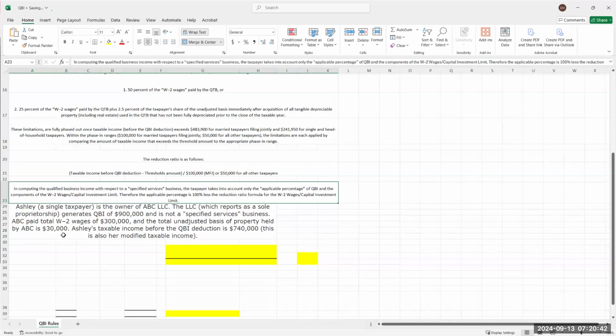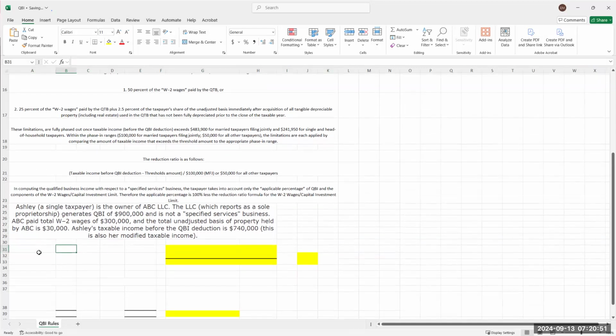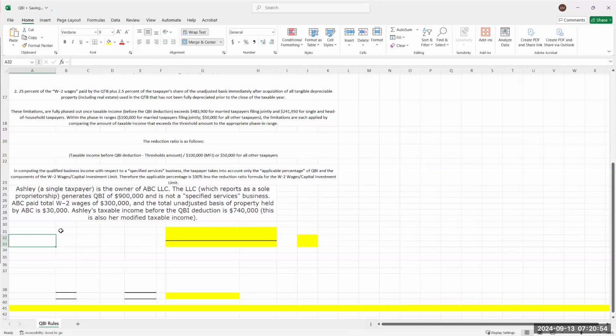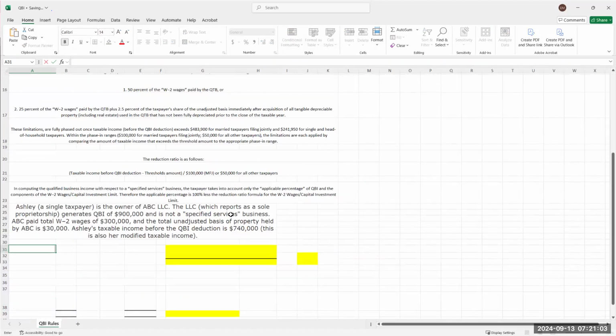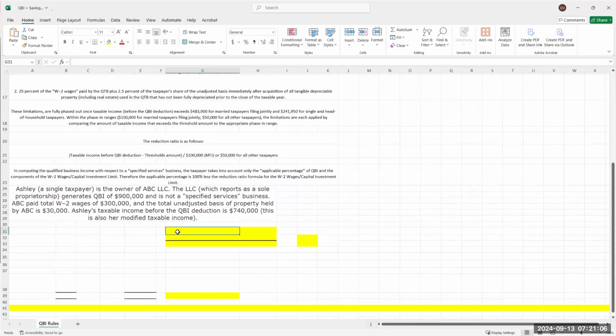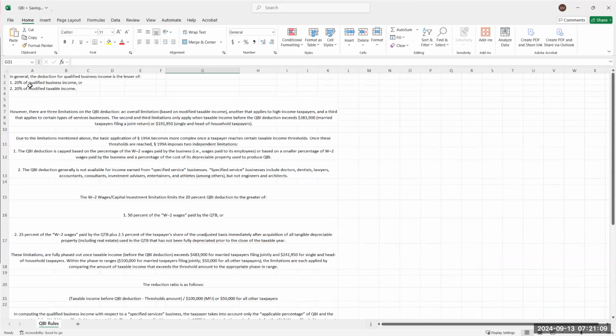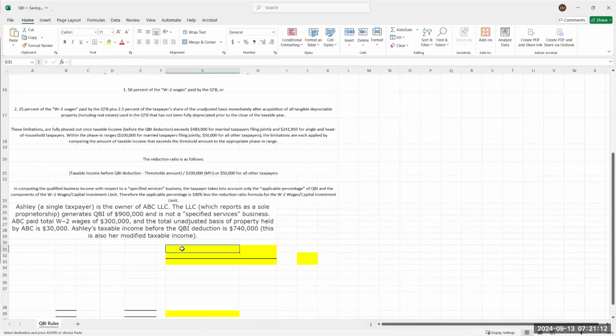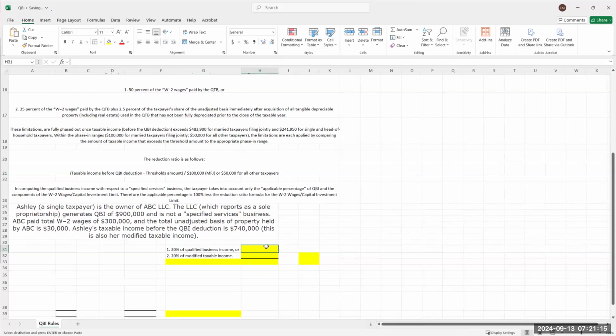All right, so there's a few things we're gonna need to factor in again because Ashley's income is way above the threshold. So one of the first things we need to figure out is one, so you do 20% qualified business income. I'll actually copy these over. So as we see, qualified business income, in this case is 900,000 multiplied by the 20%. That will give us 180.